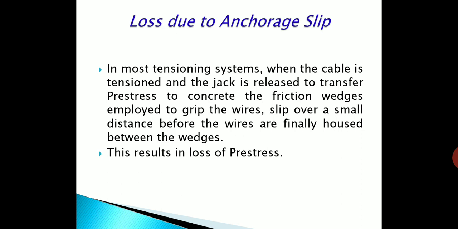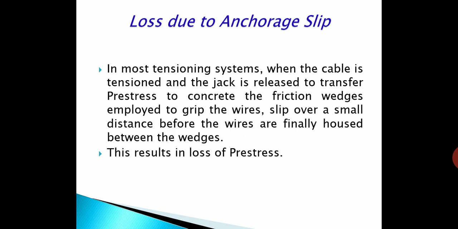Next, loss due to anchorage slip. This is the basic loss which happens while transferring the prestressing force from the jacking equipment to the tendons. During the release of the force, during the transfer stage, the wires slip over a small distance before they are finally placed in the exact position. Because of this, a loss happens which is termed loss due to anchorage slip.